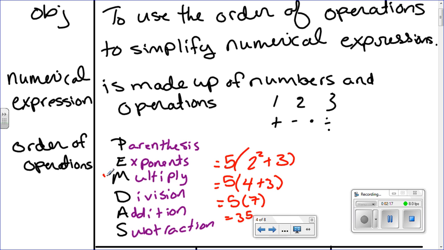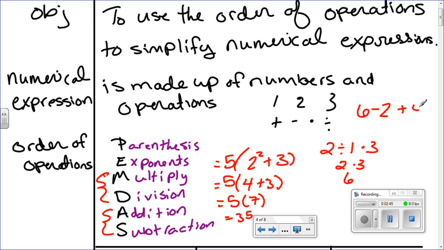Now the thing that you have to remember is multiplication and division, you can do these at the same level. So if you have 2 divided by 1 times 3, first you have to do 2 divided by 1, which is 2. Then you can do 2 times 3 because you have to go from left to right because these are of equal value. Same thing with addition and subtraction. If you have 6 minus 2 plus 4, first you have to do the subtraction because it's on the left side. So 6 minus 2 is 4, plus 4, and you get 8 there.